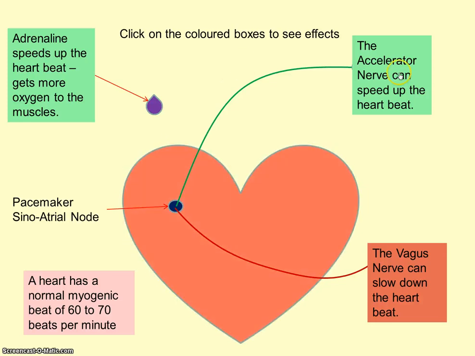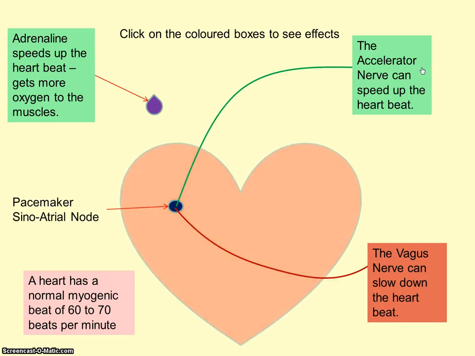Also, the body can make the pulse rate go up with the accelerator nerve. So if you're exercising and need more oxygen and your brain realizes that you need to have more oxygen, it sends a signal down the accelerator nerve to speed up the heartbeat. Again, the accelerator nerve links directly to the pacemaker.